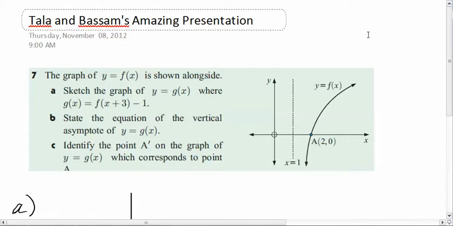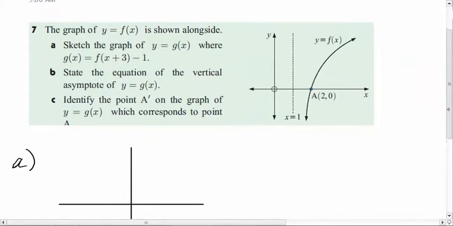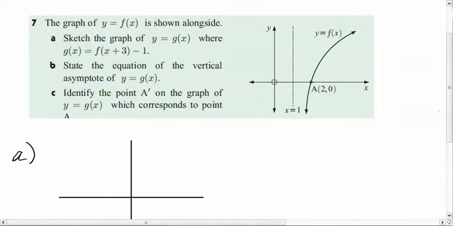So to start off, the graph of y equals f of x is shown alongside. A, sketch the graph of y equals g of x, where g of x equals f of x plus 3 minus 1. Bassam, how do you do that?